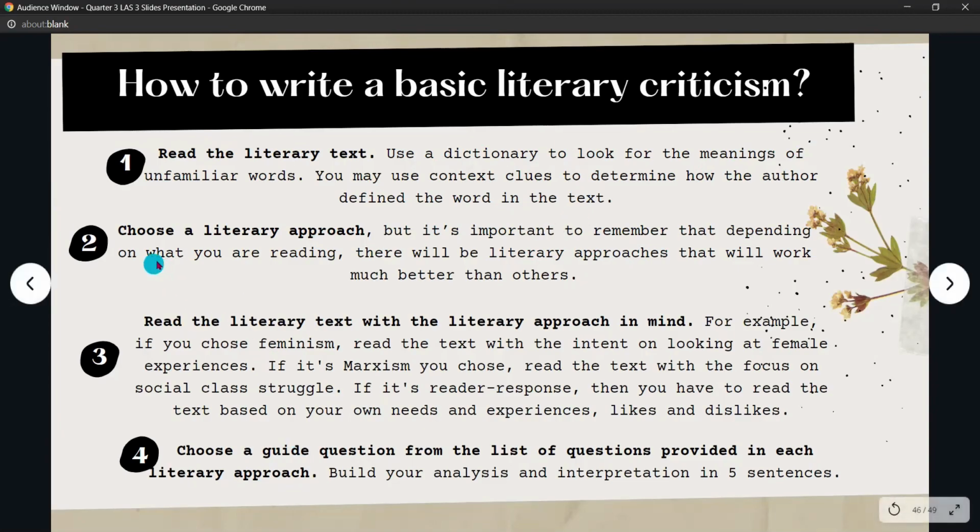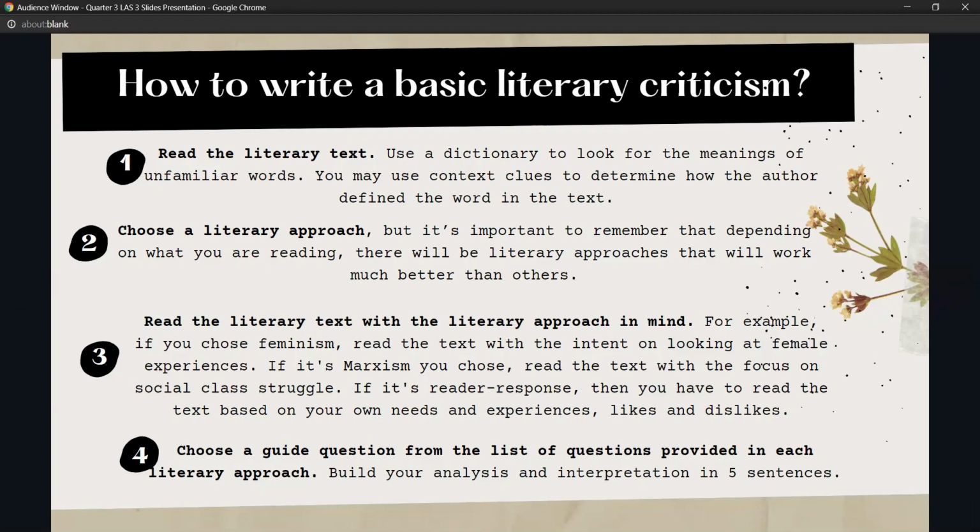Second, choose a literary approach. But it's important to remember that depending on what you're reading, there will be literary approaches that will work much better than others. And then, third, read the literary text with the literary approach in mind. For example, if you chose feminism, read the text with the intent of looking at female experiences. If it's Marxism you chose, read the text with a focus on social class struggle. If it's reader's response, then you have to read the text based on your own needs and experiences, likes and dislikes.